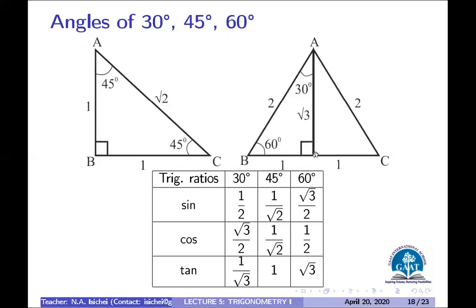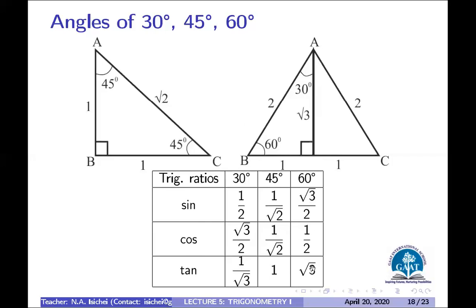All right. So let's start with sine 60 degrees. Opposite root 3 over hypotenuse 2. Sine 60 degrees is root 3 over 2. Okay, now cos 60 degrees, adjacent over hypotenuse. Cos 60 degrees is 1 over 2. And finally, tan 60 degrees is opposite over adjacent. That is root 3 over 1, which is root 3.